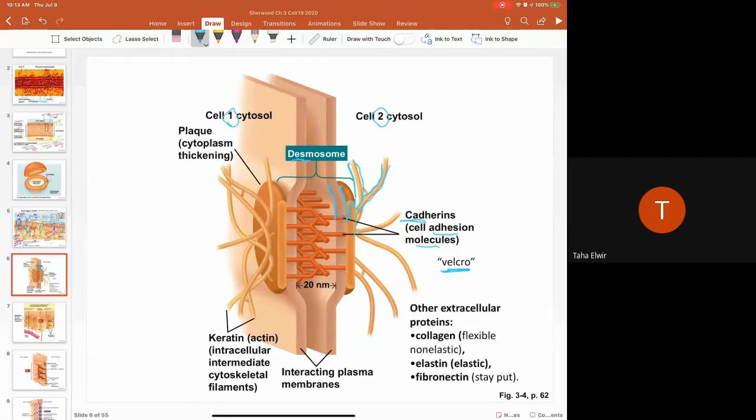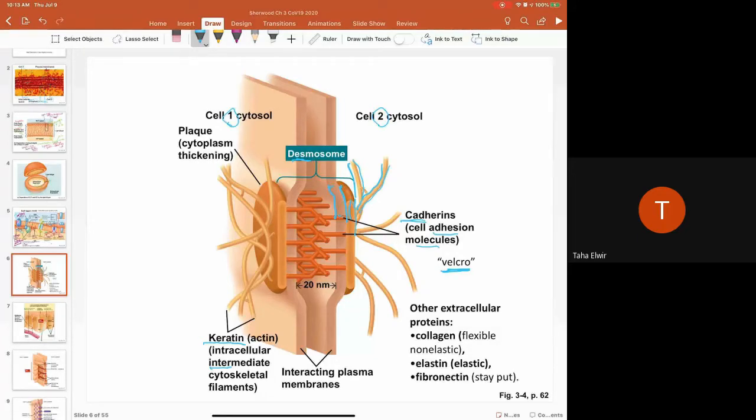What's important about the desmosome is it attaches the cells very strongly to each other because of these keratin, usually keratin filaments. So if you want something really strong, then you use keratin, which is an intermediate filament.